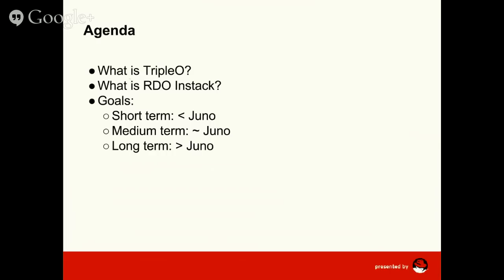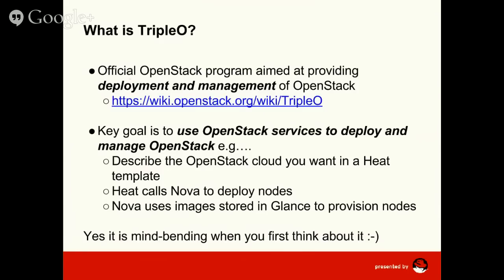So as Hugh mentioned, TripleO is an official OpenStack program, and its goal is to provide deployment and management capabilities for OpenStack. At the wiki link there, you can get a lot more details. It actually consists of 12 sub-projects that provide various tools to help that process of deployment and managing OpenStack. The other key element that Hugh mentioned was that one of the goals for TripleO is to try and utilize OpenStack services as part of this management application.